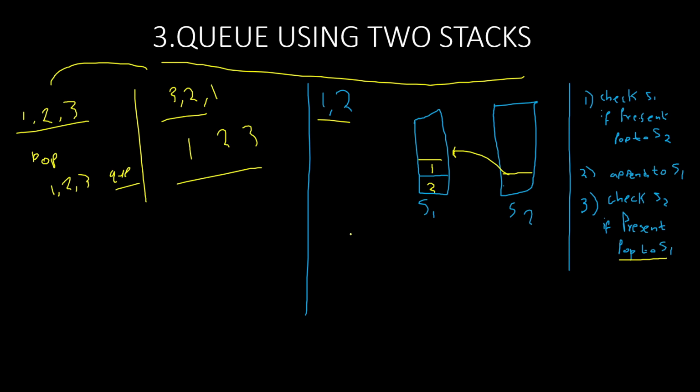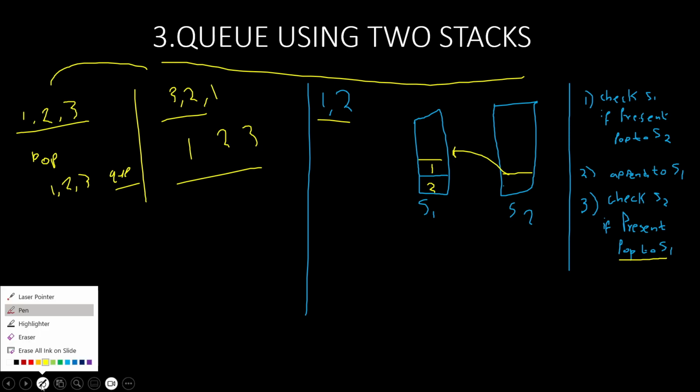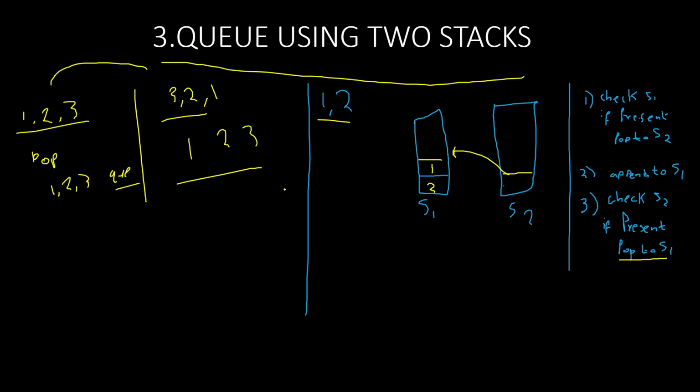If it still isn't clear, let's take one more element, and after that, I hope all your doubts will be clear. Now take the third element here. Now we have to push it. First we have to check inside S1, as the first rule, whether any elements are present or not. Now elements are present, so we simply pop these elements to S2.